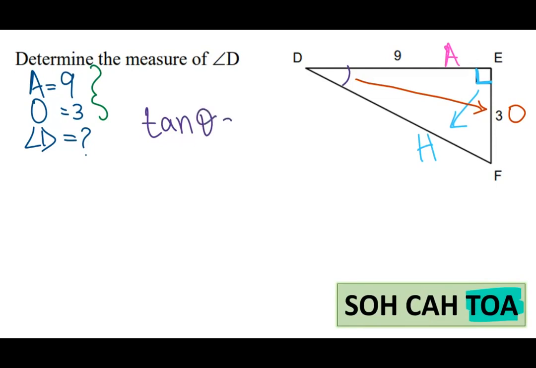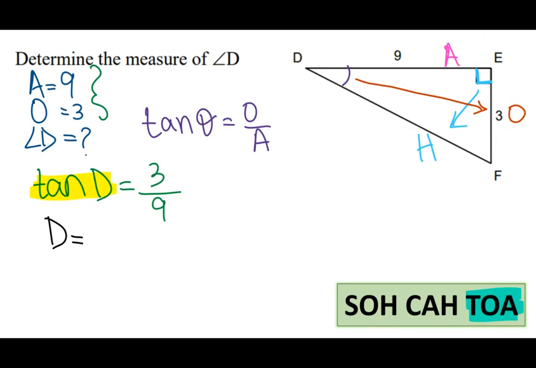So tan of theta equals opposite over adjacent. Now theta here is angle D, so let's write down D. So tan of angle D is opposite, which is 3, over adjacent, which is 9. Now right here, I don't have tan times D, I have tan of D. And to cancel that, I have to take the inverse of tan. And I do the same on the opposite side. So D will equal tan inverse of 3/9.